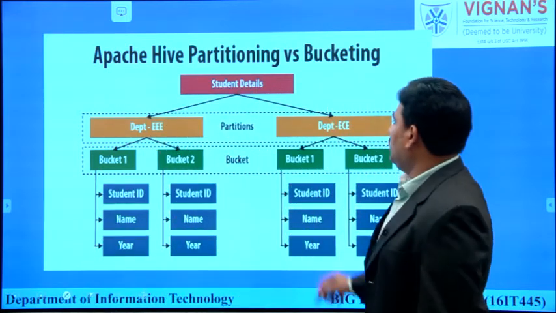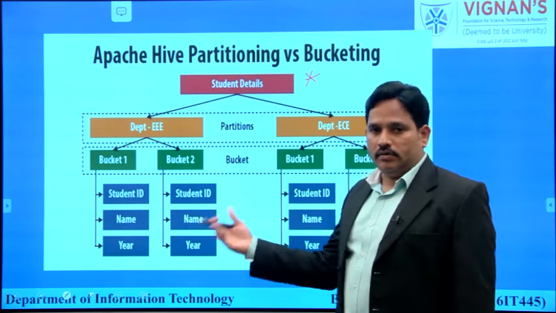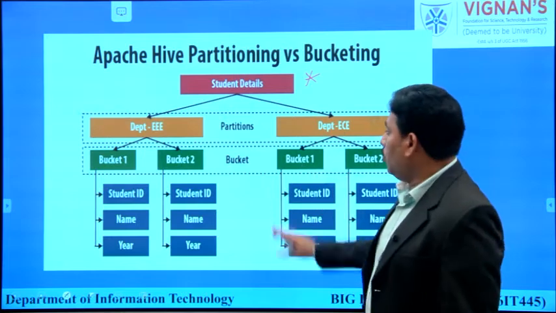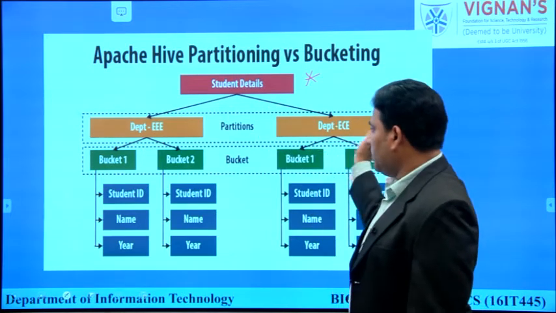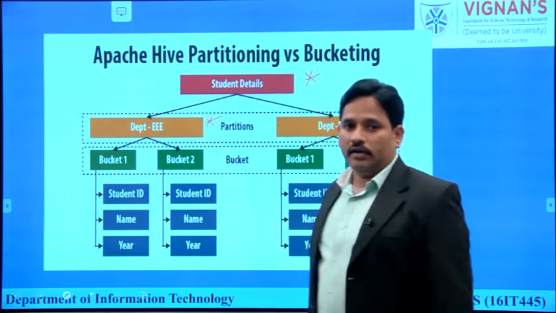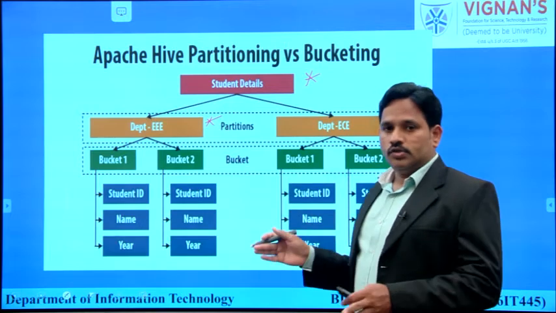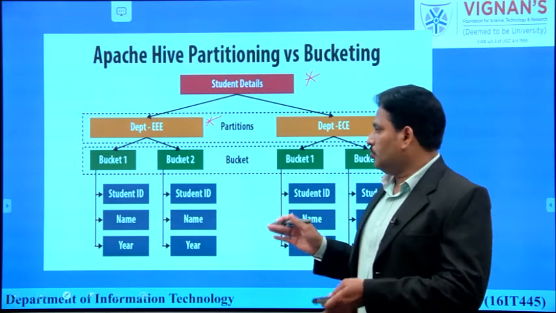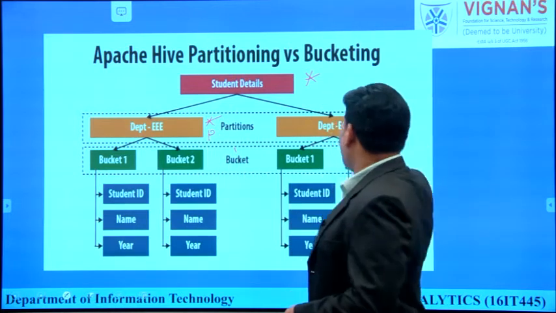Look at here. Here we are displaying student details into a partitioning and bucket. Here we are having 2 partitions. The overall student details are divided into 2 categories, or we created only 2 subfolders. First partitioning is Department of Electrical, Department of ECE. So here we collected student details of 2 branches, EEE and ECE. We can call those 2 partitions. This is partition 1, this is partition 2.